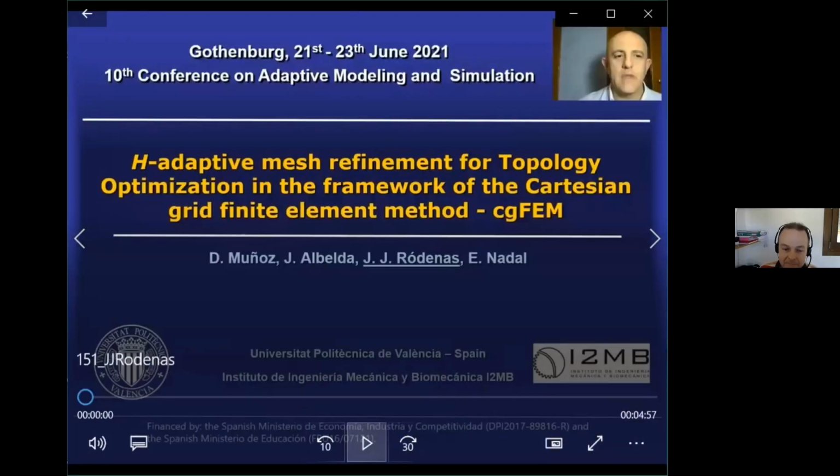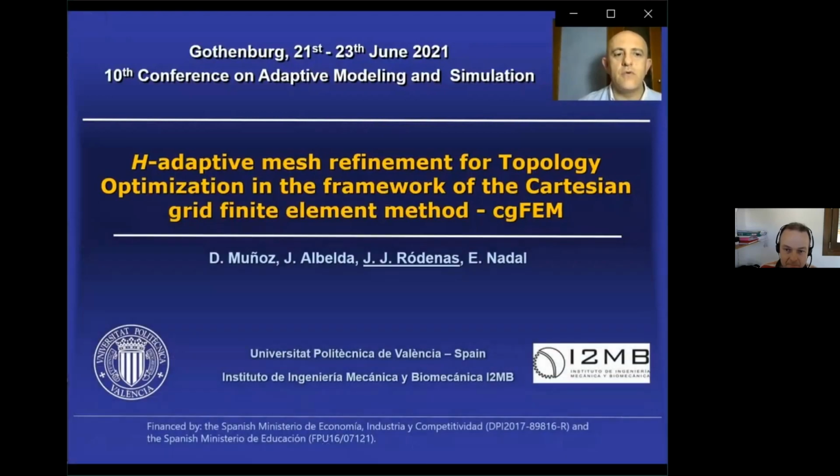Thanks. Hello, I'm going to present the work H-adaptive mesh refinement for topology optimization in the framework of the Cartesian grid finite element method, developed by my colleagues David Muñoz, José Albelda, myself, Juan José Rodenas, and Enrique Nadal at the Polytechnical University of Valencia in Spain.